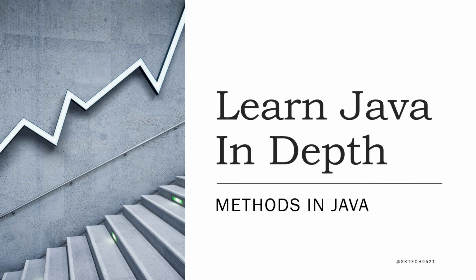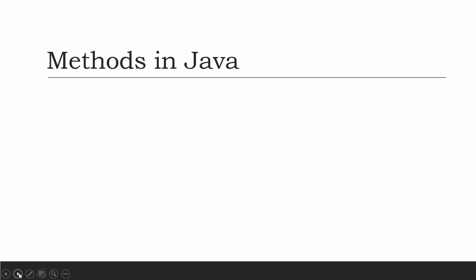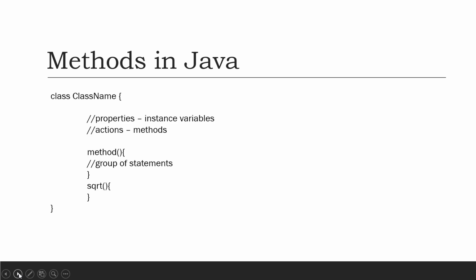In today's video, we are going to discuss methods in Java. So what is a method? Basically, a method represents a group of statements that perform a task. Here, a task represents a calculation or processing of data. Let's take an example of the square root method. This method is going to calculate the square root value and return that value.